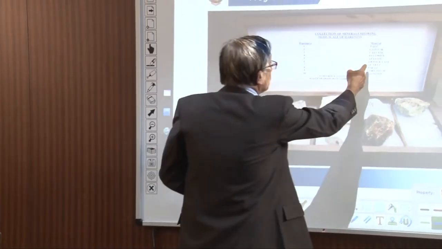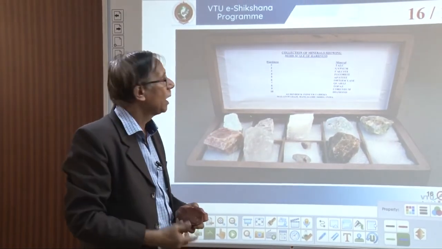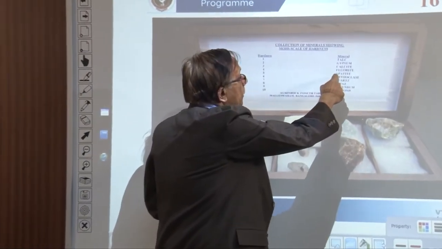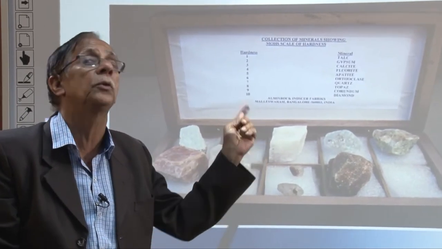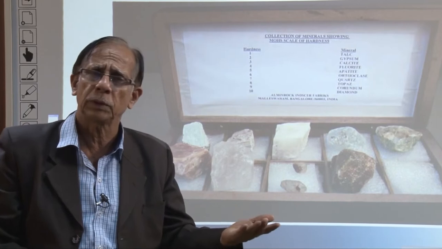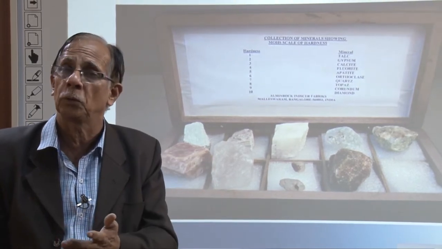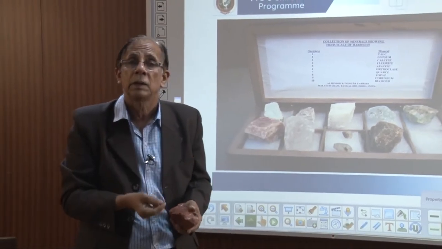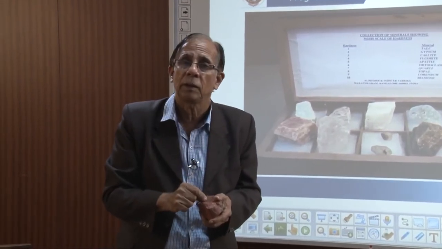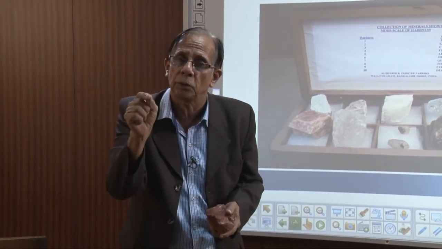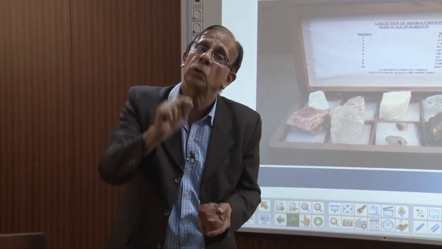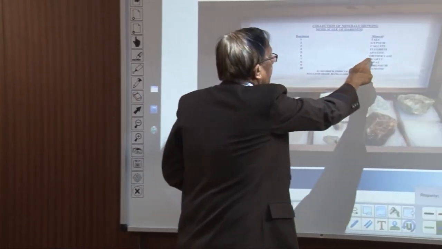I go to this box. I take the mineral, the 5th one, apatite. It is not scratchable with the glass plate, which means more than 4.5. Maybe 4.7, 4.8, I do not know. Then I try with the apatite, the 5th one. If it is scratchable, my inference is its hardness is between 4.5 and 5. If not scratchable, it is more than 5. I go to the 6th one.